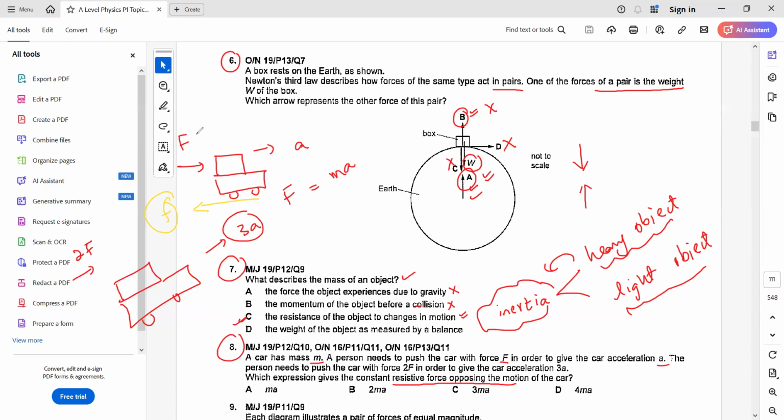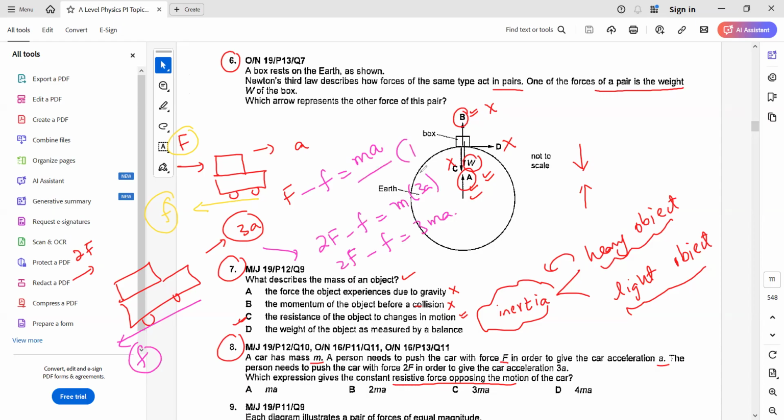So resultant force would be maximum minus minimum. In the first case it should be F minus F equals MA. So this is still there. For the second case, 2F minus F equals M times 3A. So that would be 2F minus F equals 3MA. So we have two equations, equation 1 and equation 2. They want us to find out the resistive force.